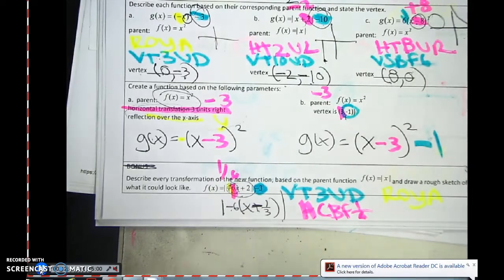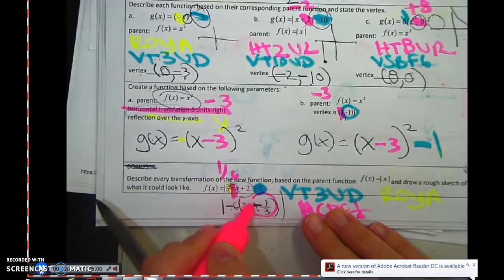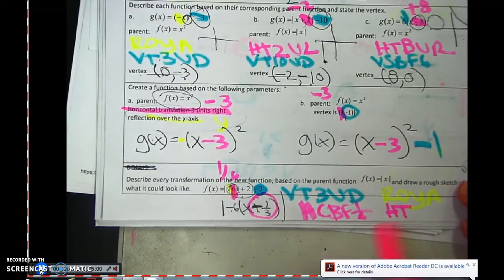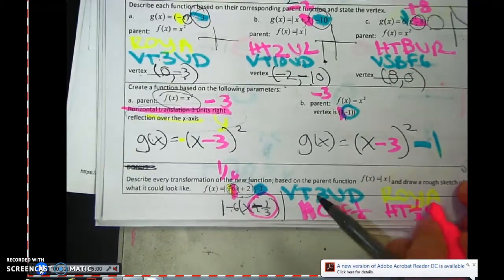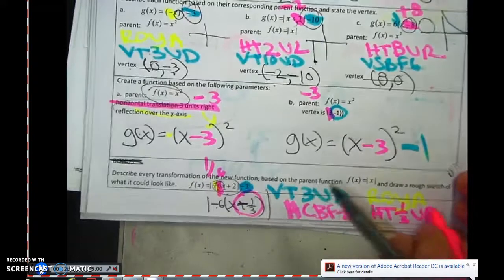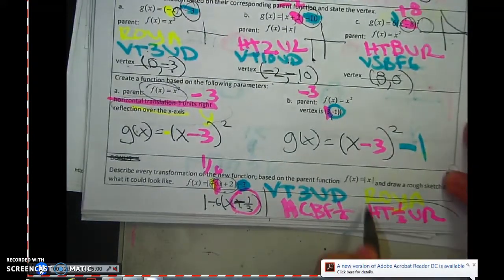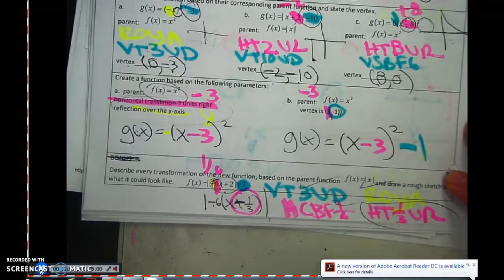But what makes it bonus is this part right here. And this will be a horizontal translation, 1/3 units. If it's minus 3, it's going to go to the right. Okay, so this is the part that I'll make bonus, but these 3 I'm expecting you to get.